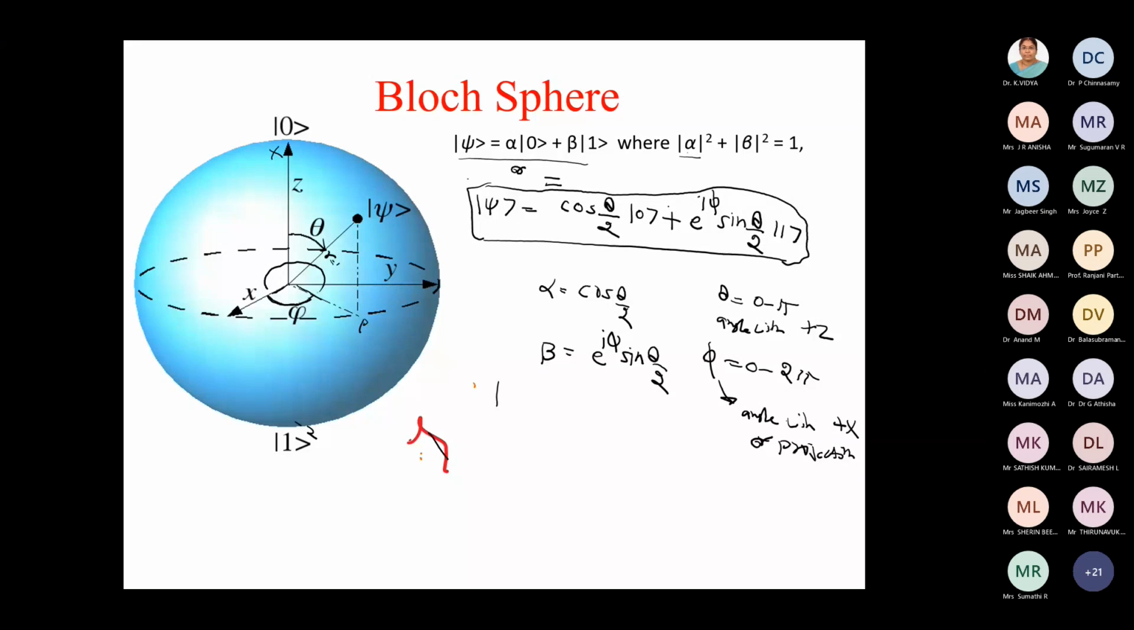If I ask you that theta is 180, where will this vector be on this Bloch sphere? Theta 0 was here, so theta will be pi here, at this point. So then it means minus z.